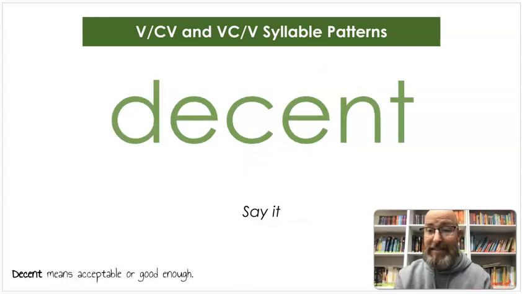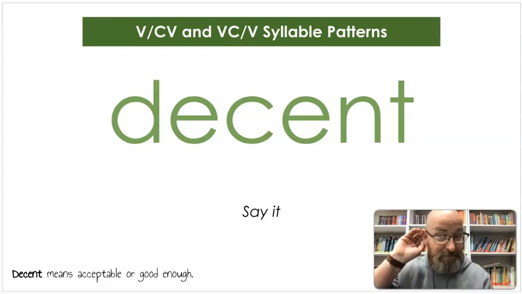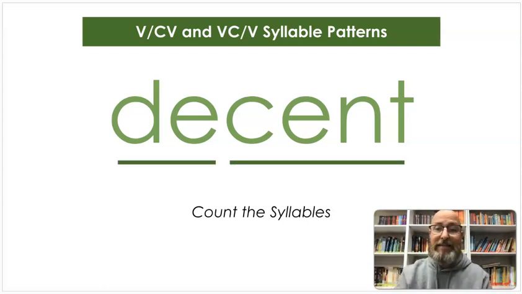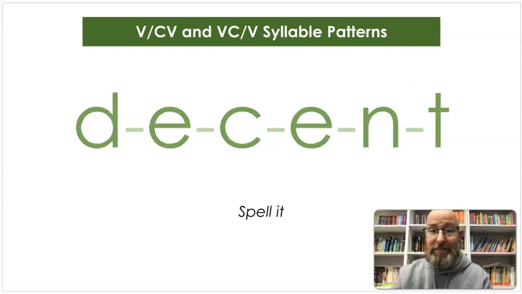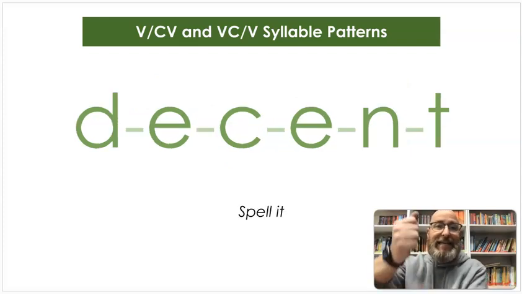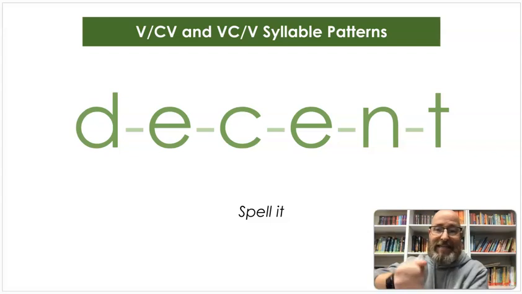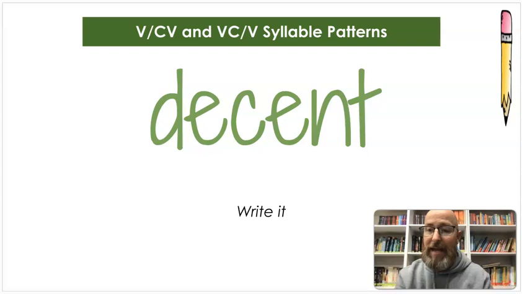The next word is decent. Say decent. Let's count the syllables. Decent. Let's spell it. D-E-C-E-N-T. Decent. And let's write it.